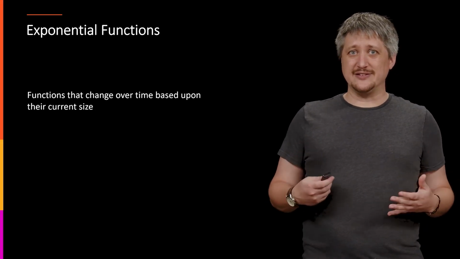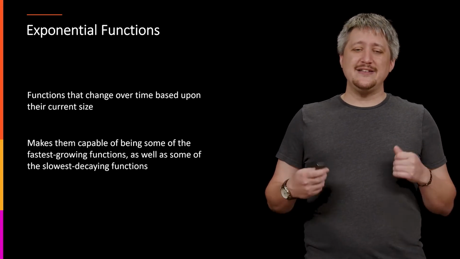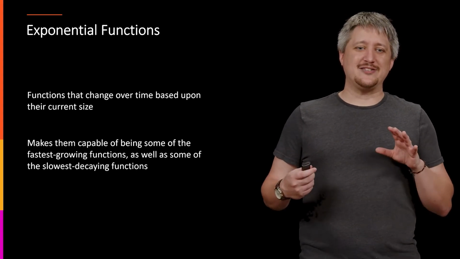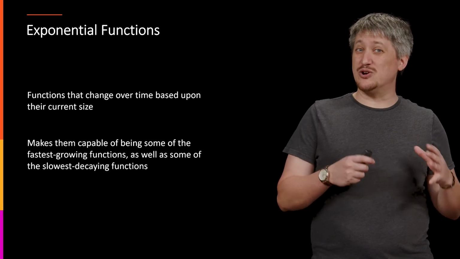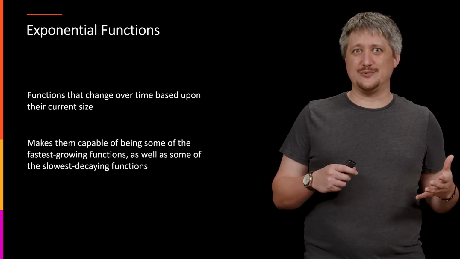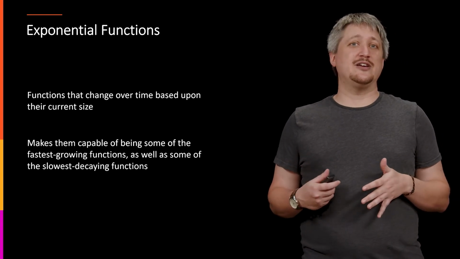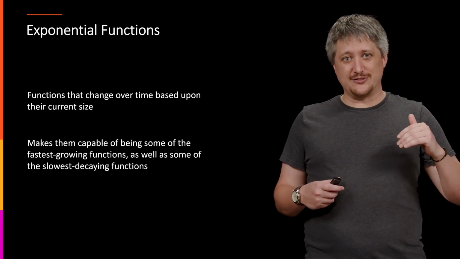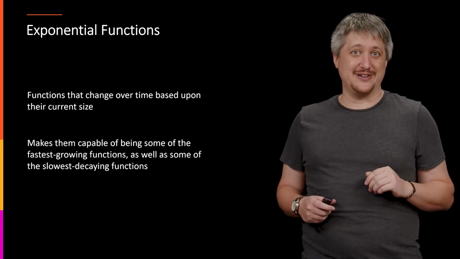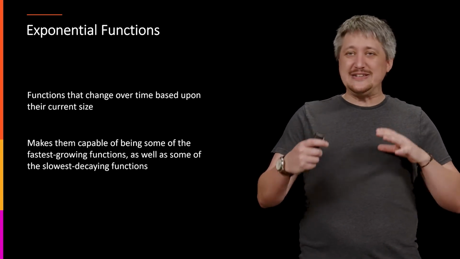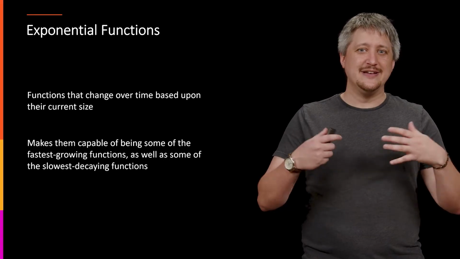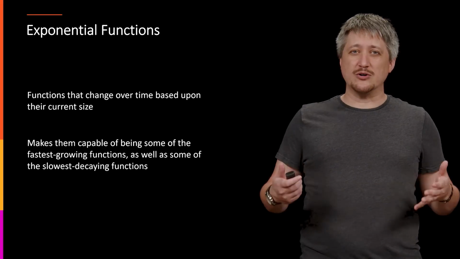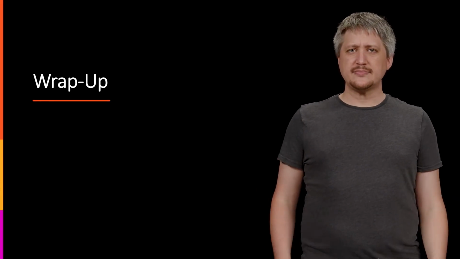In fact, because of this, the fact that it changes based on its size, it ends up having a really important property that makes them some of the simultaneously fastest growing functions. They can take off really fast. But at the same time, they can also be some of the slowest decaying functions, meaning that they can come down quickly, but then start going down super slow over time. The reasons for this are stuff that we're going to get into in other videos, but this is the motivation for why we want to learn about and study these things from a modeling standpoint. Okay?